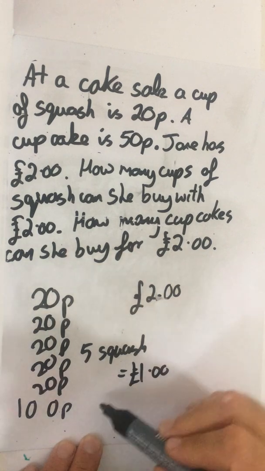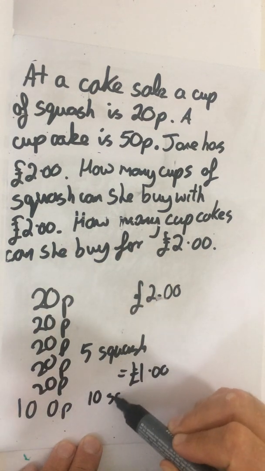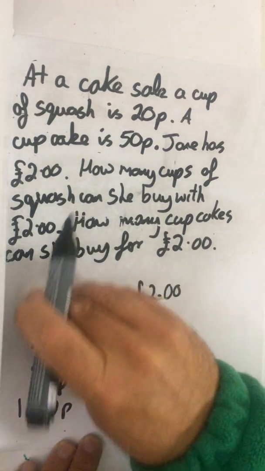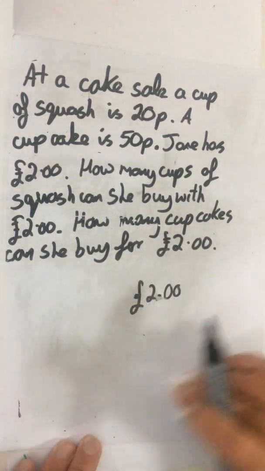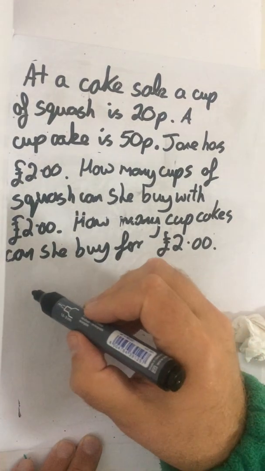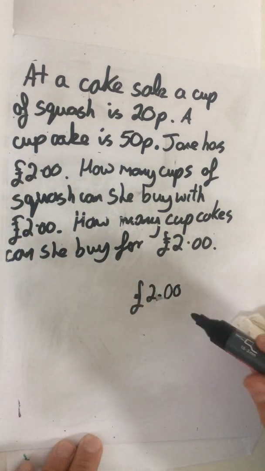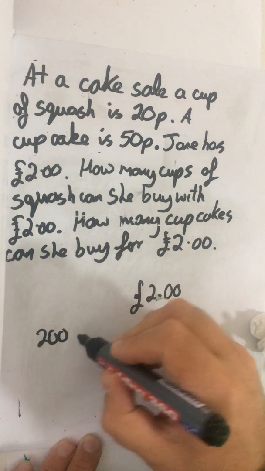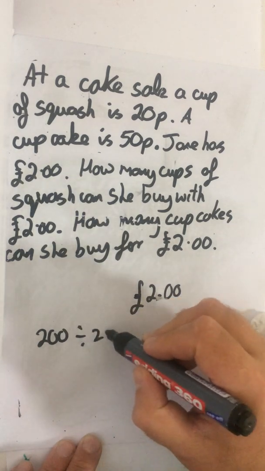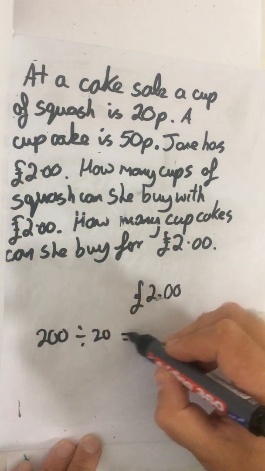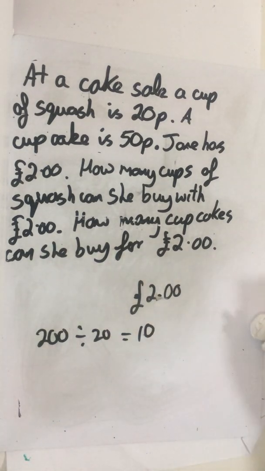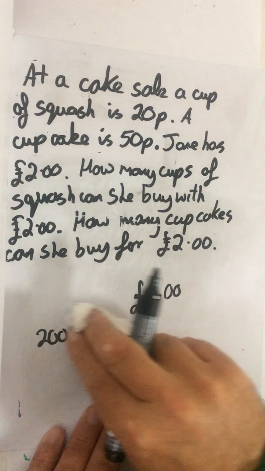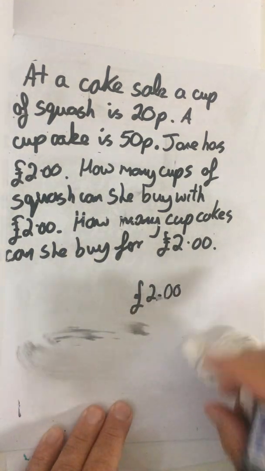So we can do it just by repeating that addition, can't we? Therefore, for £2, you would get 10 cups of squash. Okay, so 10 cups of squash is our answer. If we just keep adding those 20p up to get to £2, isn't it? Or we could do 200 pence divided by 20p. How many 20s in that? 10. Either way, it's 10. But if you're not too sure, just keep adding and adding until you get your £2.